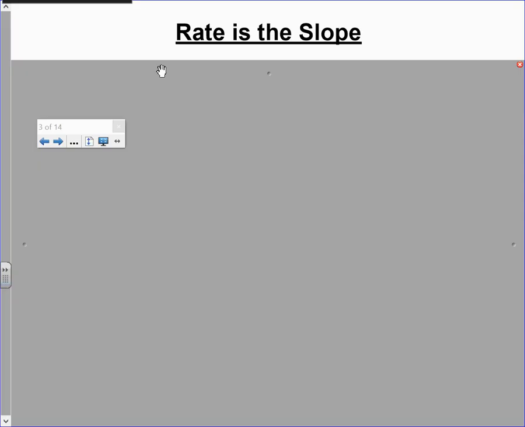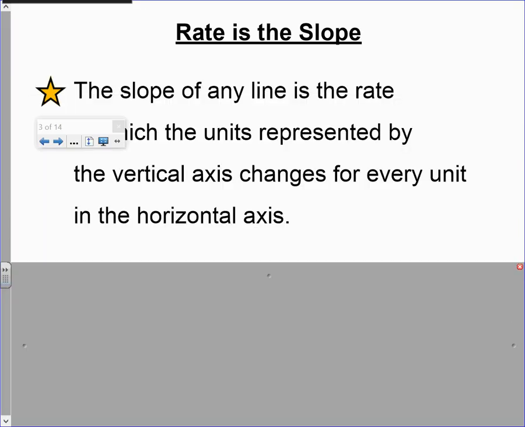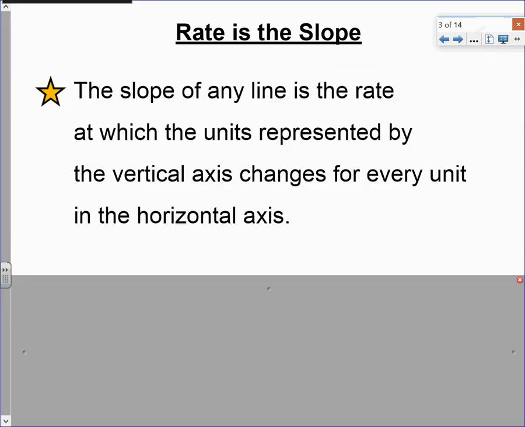Rate and slope are the same thing. Let's go and write that down. Put a little star underneath rate of slope. This is a big idea in math. I mean, I can't even stress how huge this is. That's even bigger than that.